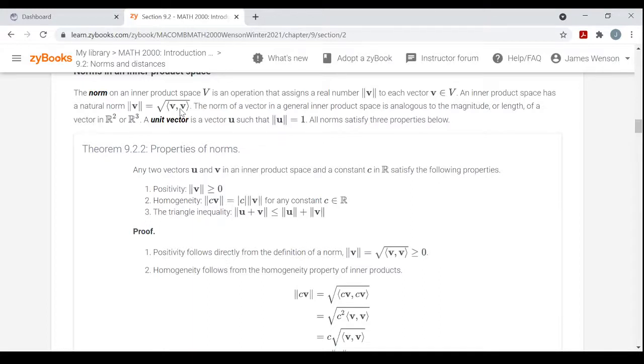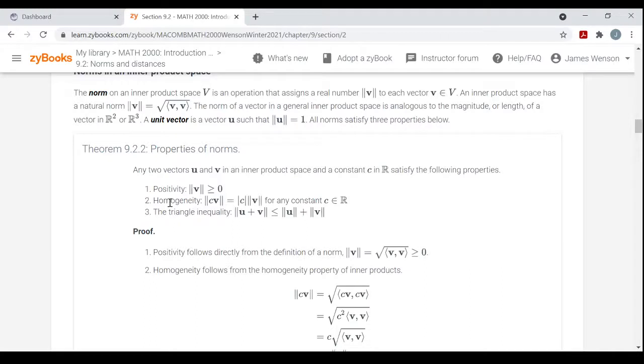And if you recall from earlier, positive definiteness, the inner product of a vector with itself will be non-negative. Right, will be greater than or equal to 0. So then this square root, this norm, will also be greater than or equal to 0. So norms should always end up, when you take the norm of a vector, it should never be negative.